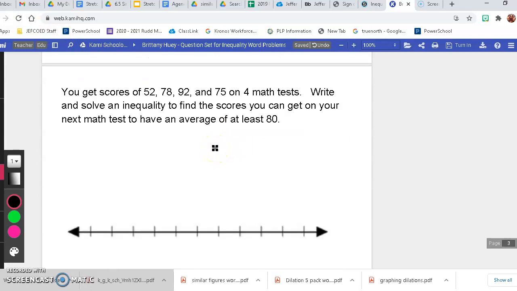Alrighty, so let's check this next one. You get scores of 52, 78, 92, and 75 on 4 math tests. Write and solve an inequality to find the scores you can get on your next math test to have an average of at least 80.